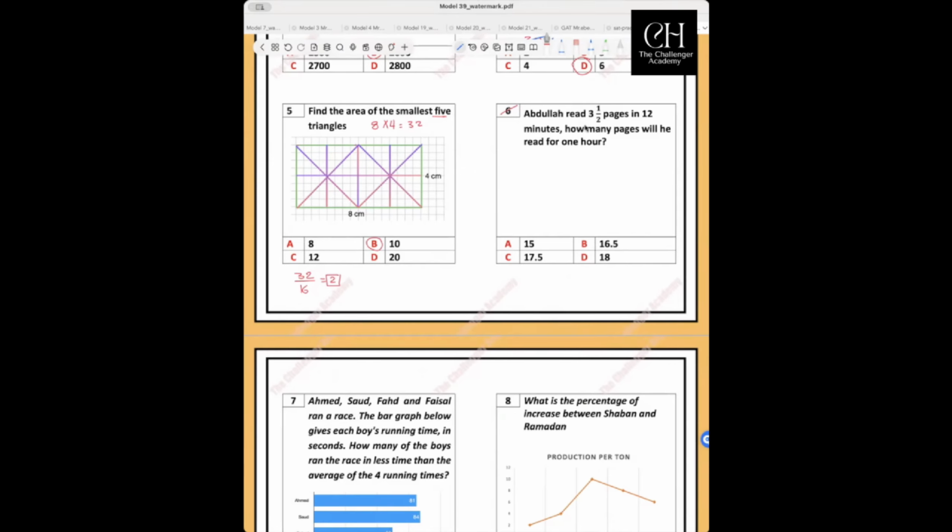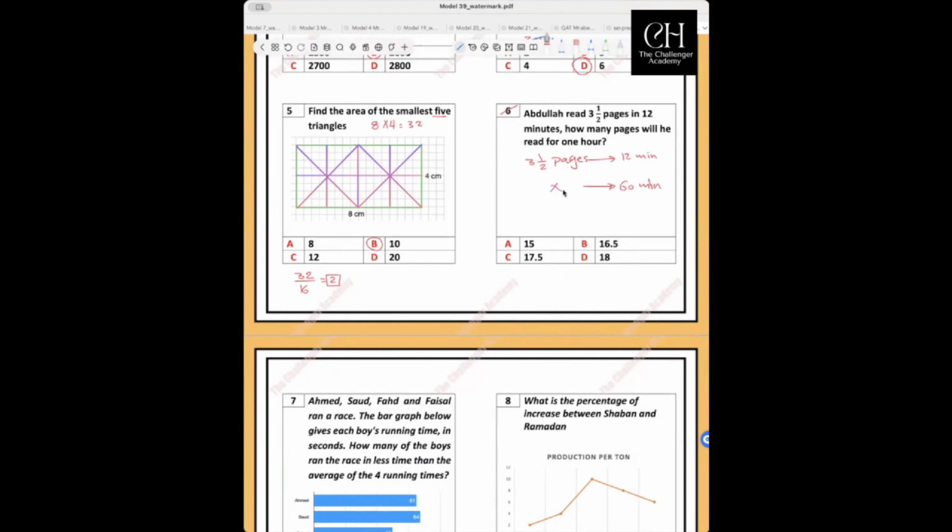Abdullah read 3.5 pages in 12 minutes. How many pages will he read in 1 hour? You know, this is also direct proportion. 3.5 pages in 12 minutes, and we want to find how many pages in 1 hour. You know that 1 hour is 60 minutes.